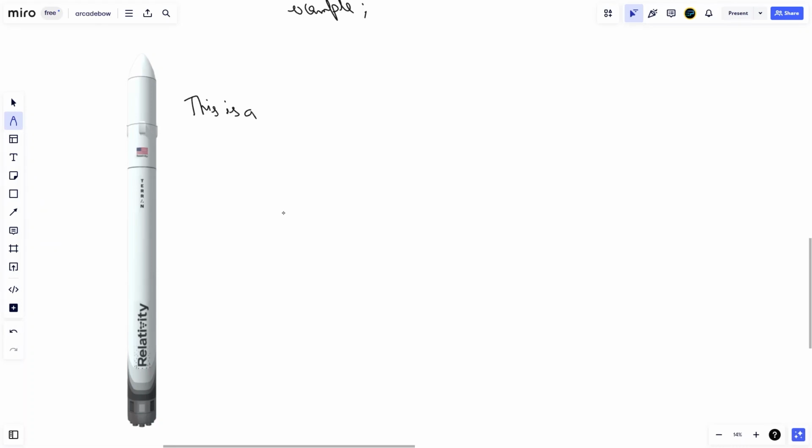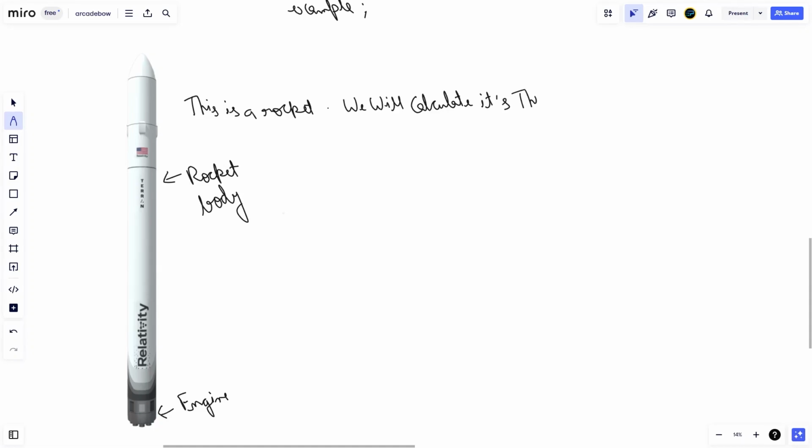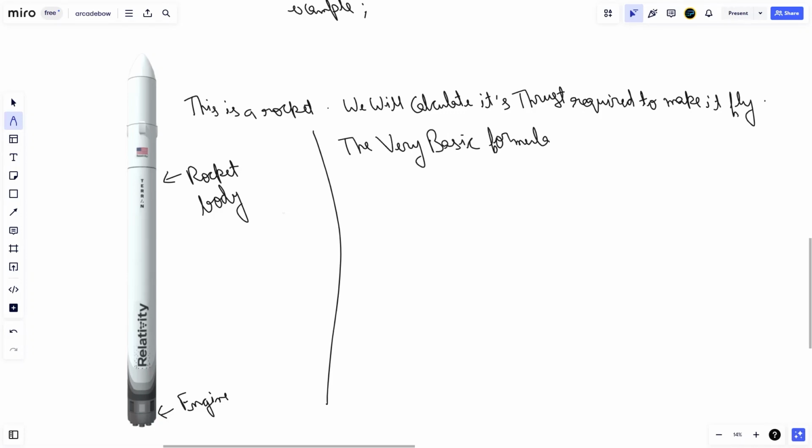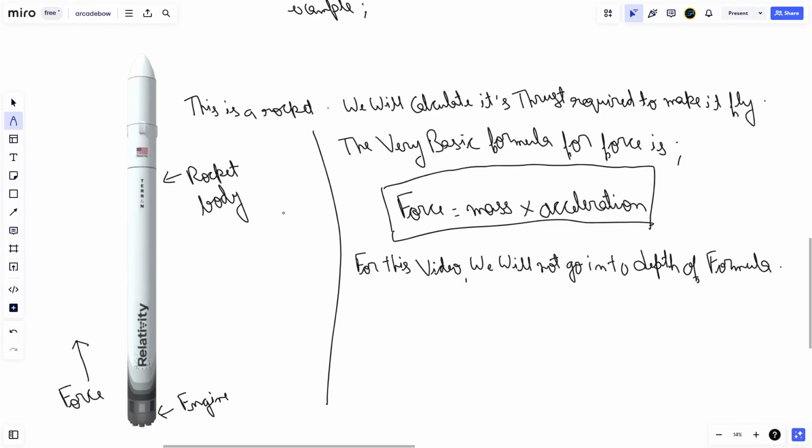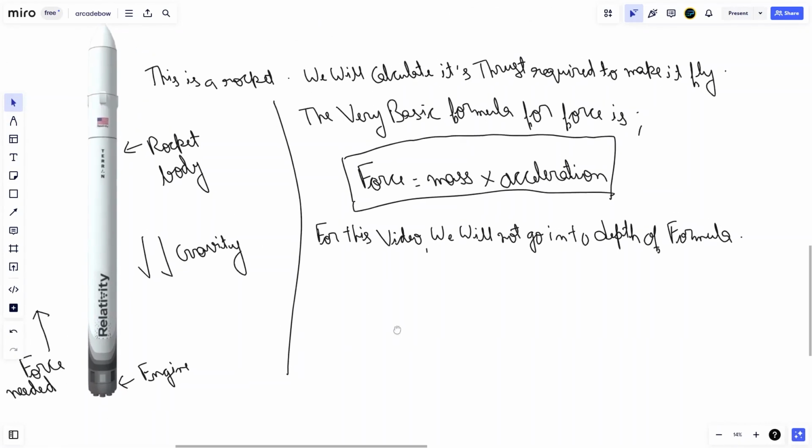In this example we are again seeing a rocket. It's a basic rocket. The rocket has an engine and a body, because the engine needs to take the body to space. Now we need to calculate the thrust, or the force, which is required to take the rocket to space. Rocket science is an extremely extensive science, so here we are taking a very simplistic example. There is one formula, known as force equals mass into acceleration. For this video we will not go into depth, because it's a very extensive topic, so we will simply use simple values.